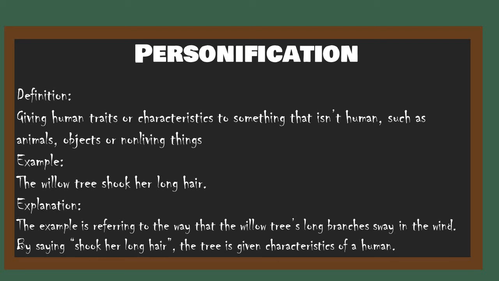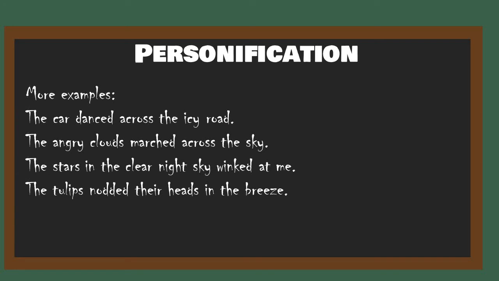The example is, the willow tree shook her long hair. So what can be the explanation? The example is referring to the way that the willow tree's long branches sway in the wind. By saying shook her long hair, the tree is given characteristics of a human. Obviously, the tree does not have long hair. Those are the branches of the tree, but we personified it. We used personification over here, and we wrote shook her long hair. So long hair is compared to the branches. We gave human trait to the willow tree. That's personification.